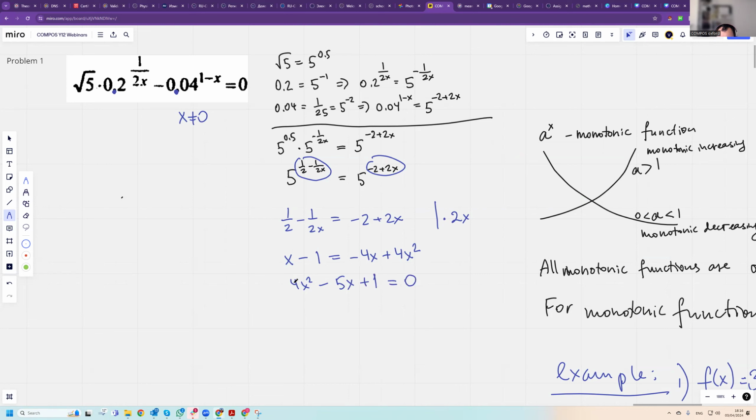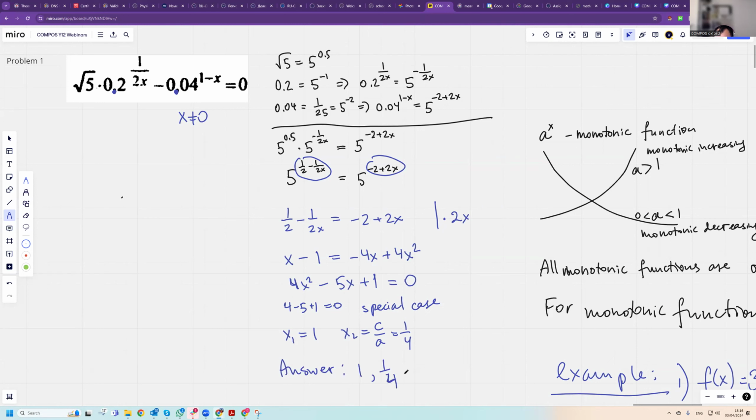This is a special case, special case number 1. You see that the sum of coefficients is 0. 4 minus 5 plus 1 is 0. So it's a special case. That means x1 is 1. x2 is c over a, which is 1 over 4. So the answer: 1 and a quarter.